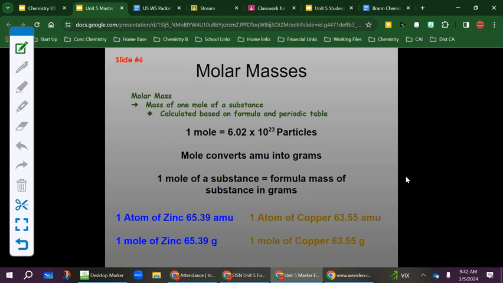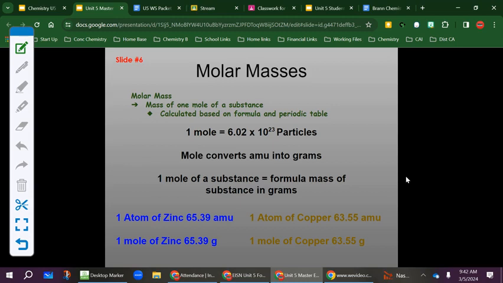Once we take a mole of it, that moves our masses out of AMUs and into grams. So 1 atom of zinc has a mass of 65.39 AMUs. We could never measure that. Never. Way too small. But we can measure 1 mole of zinc, and that is 65.39 grams. That we could do on a balance. We could never measure 1 atom of copper because it's too small, 63.55 AMUs. But when we take a mole of it, now we're measuring in grams. Something that we can do in our lab.